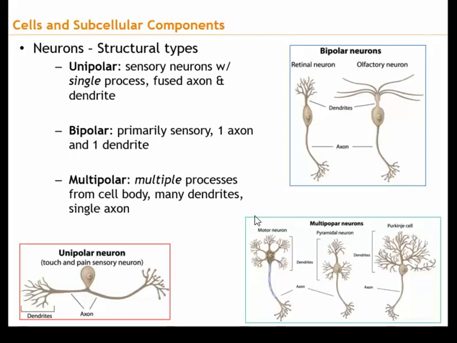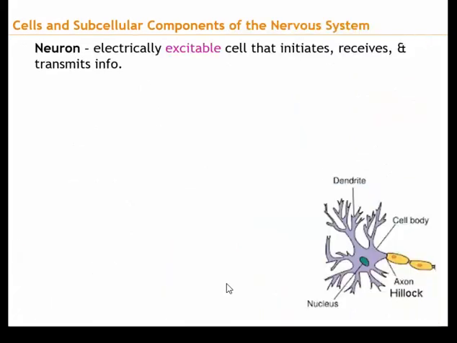So let's look right here. You see this down here, it says motor neuron. That is the neuron that we are going to be talking about throughout the rest of this chapter. So keep in mind, multipolar motor neuron is what we're going to be discussing.